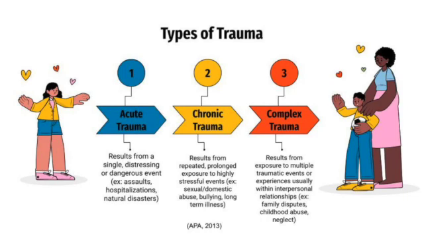There are three main types of trauma. The first is acute trauma, which results from a single distressing or dangerous event, such as an assault, a hospitalization, or a natural disaster. The second type is chronic trauma. This results from repeated, prolonged exposure to highly stressful events such as sexual or domestic abuse, bullying, or long-term illness. And the third type is complex trauma. This results from exposure to multiple traumatic events or experiences, usually within interpersonal relationships such as family disputes, childhood abuse, or neglect.